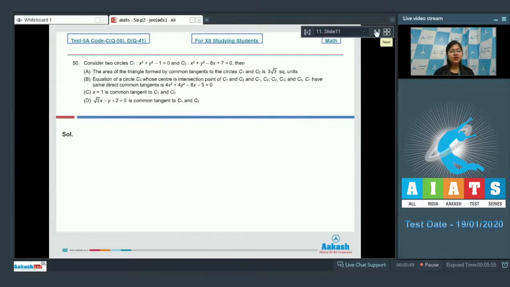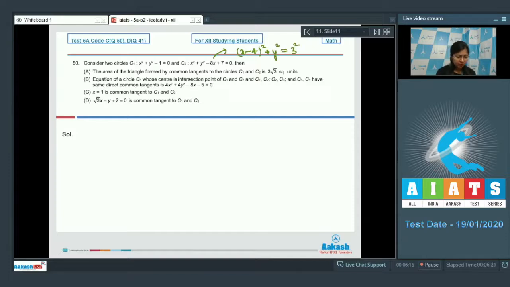Next is question number 50, which says consider two circles C1, that is x square plus y square equal to 1, and C2, that is x square plus y square minus 8x plus 7 equal to 0. So we have to answer the following options. Now let's convert it into standard format: (x minus 4) whole square plus y square equal to 3 square.